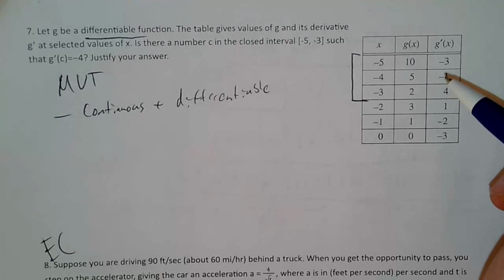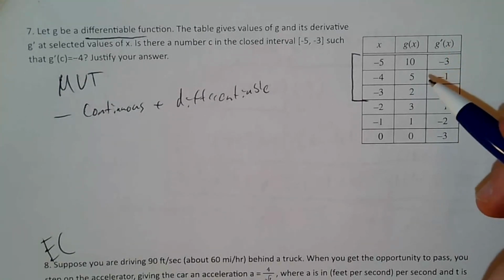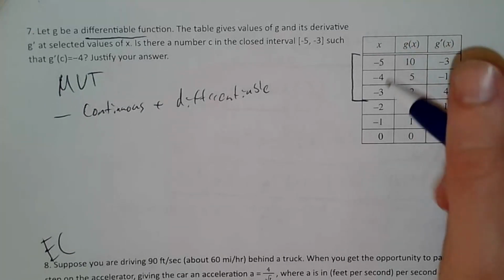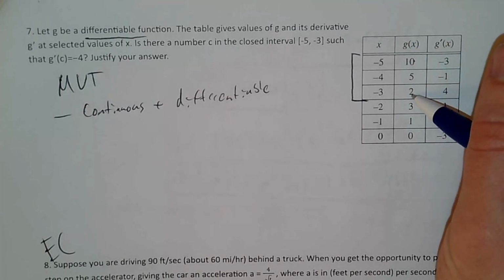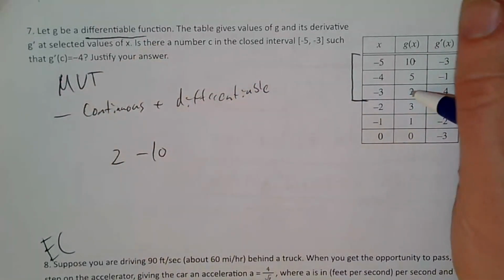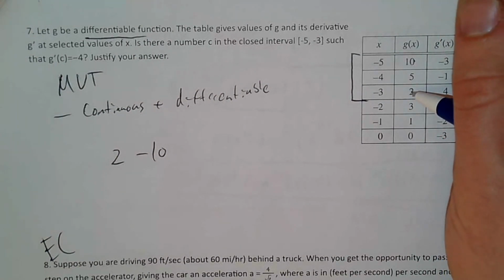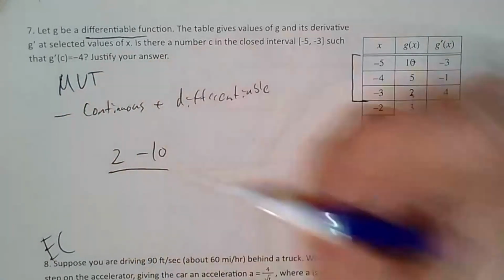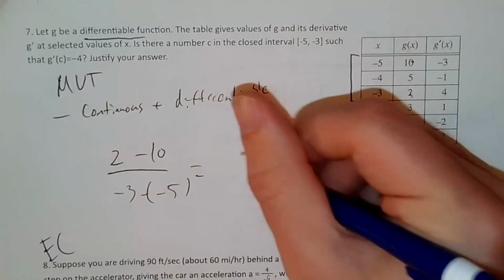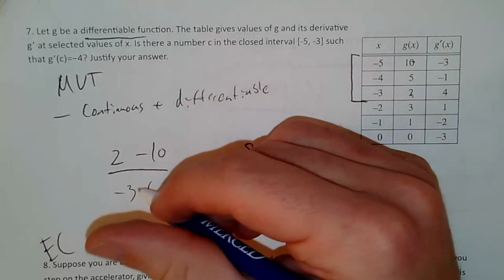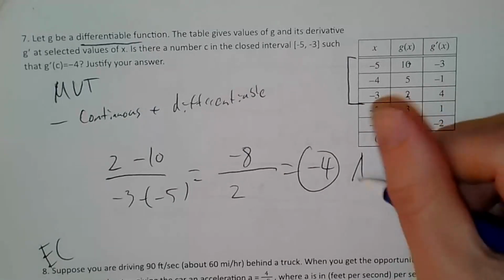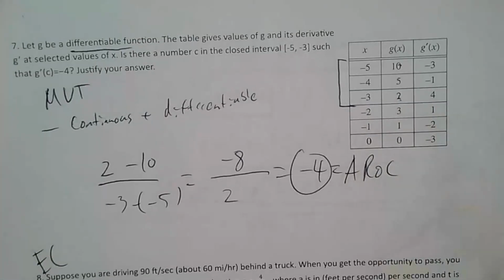That's actually not true. What you have to do to prove this is you need to look at the average rate of change here. So we're going from 10 to 2, right? So this is 2 minus 10, right? This is basically the slope. 2 minus 10 over -3 minus -5. 2 minus 10 is -8, and -3 minus -5 is 2. So the average rate of change is -4.